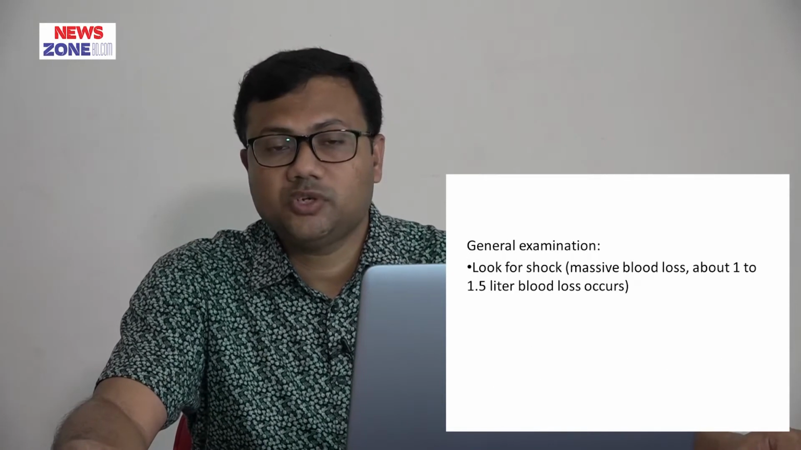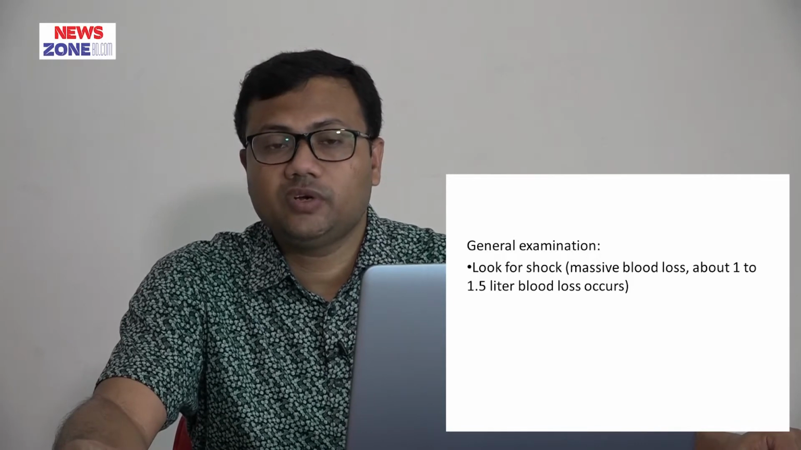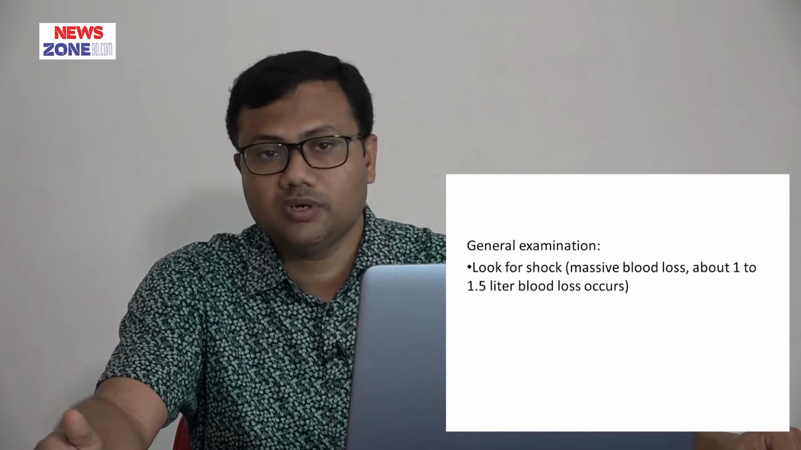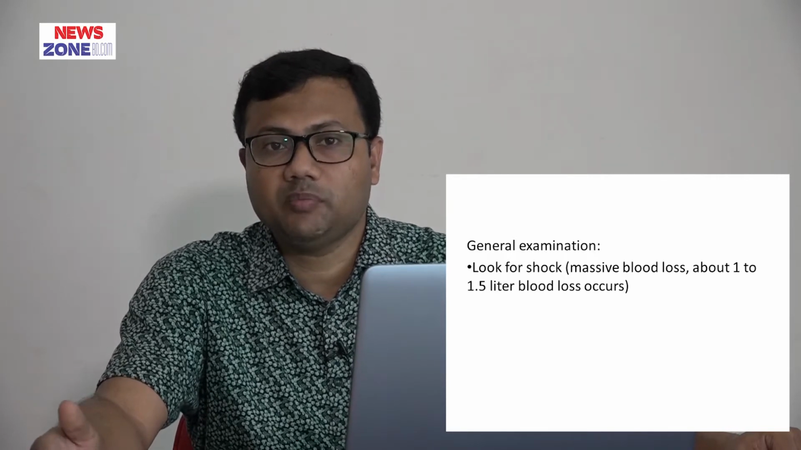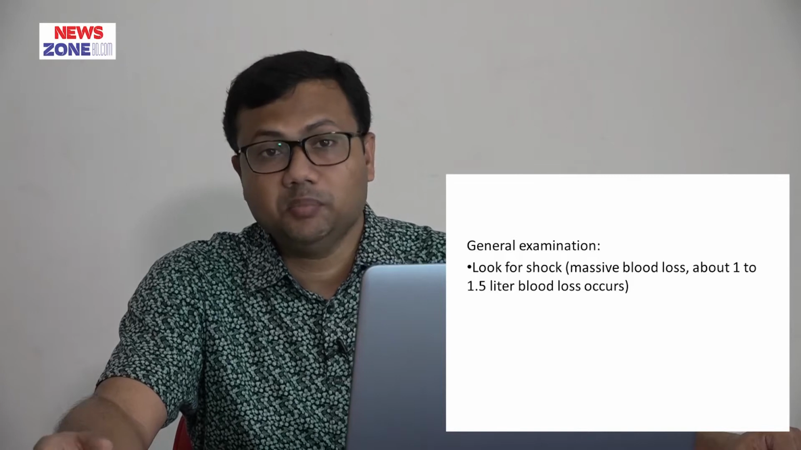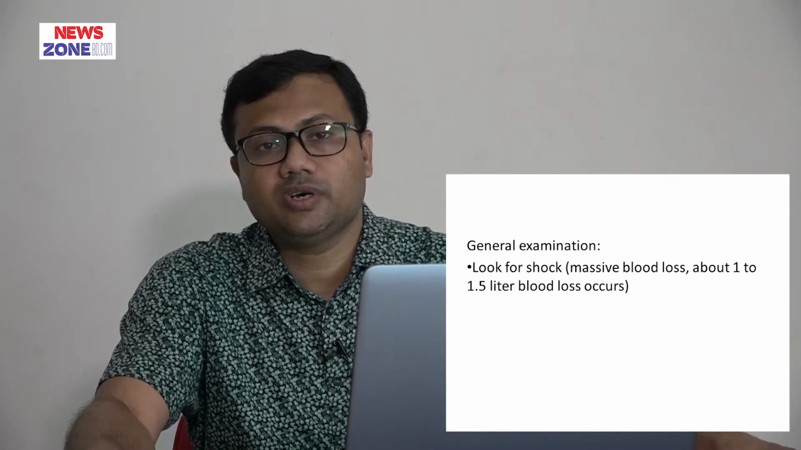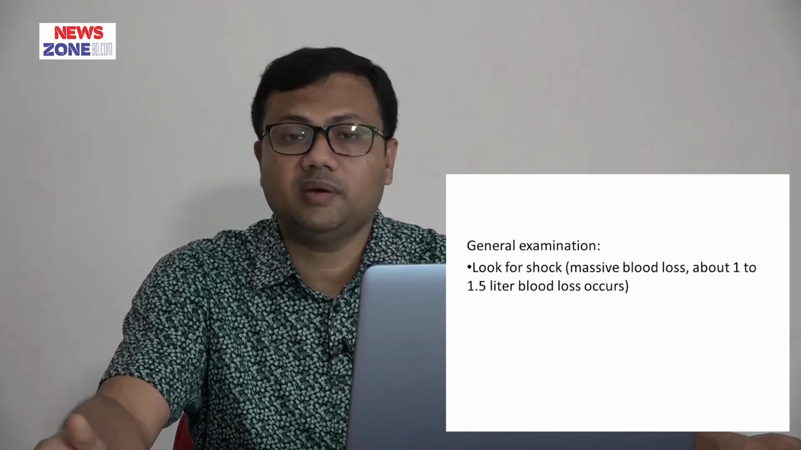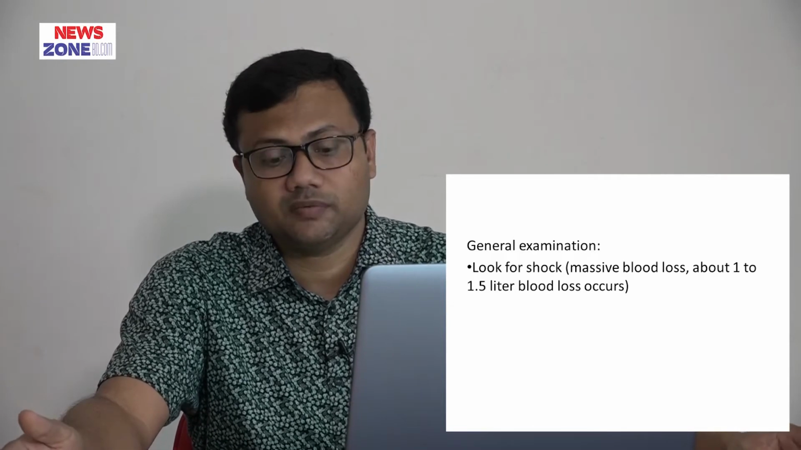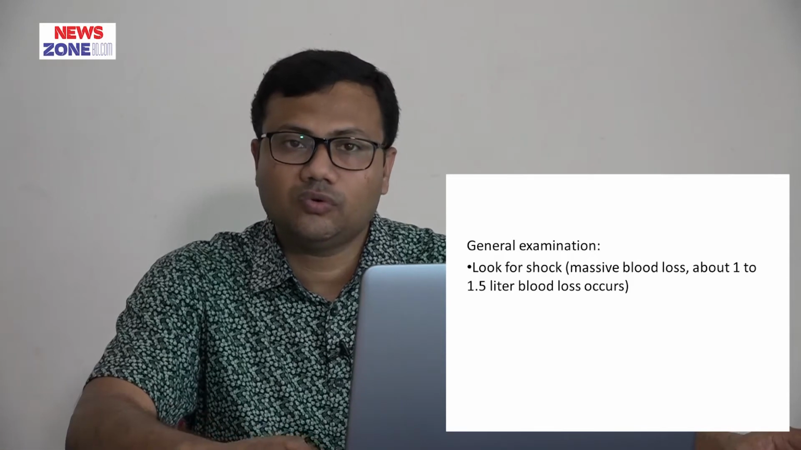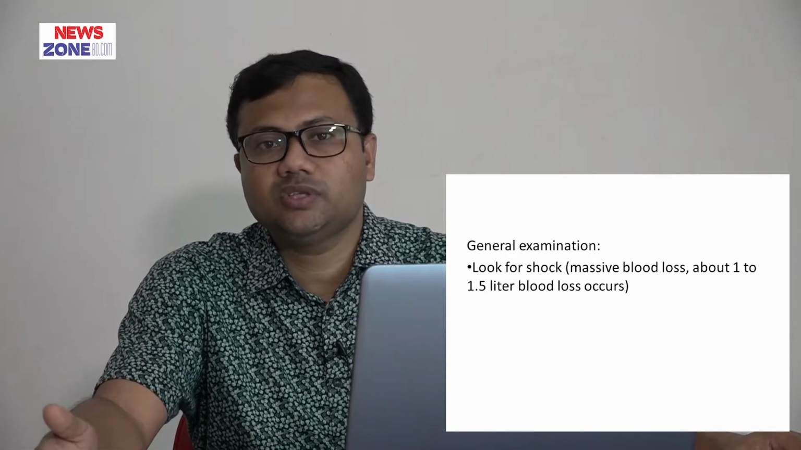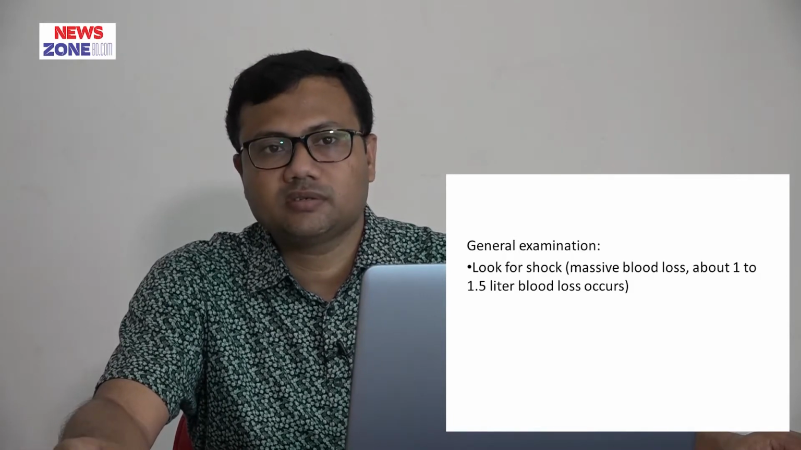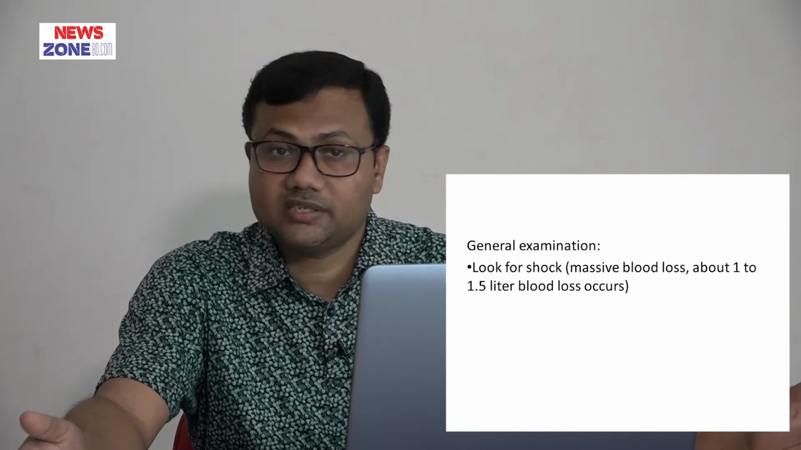And in general examination, we should look carefully whether the patient is presenting to us with features of shock. Here usually the chance of hypovolemic shock is very high, because there is massive blood loss after fracture shaft of femur. About 1 to 1.5 liters of blood loss may occur. So, we should look whether the patient is presenting with the features of shock, that means low volume, thready pulse, the patient may be pale, etc.